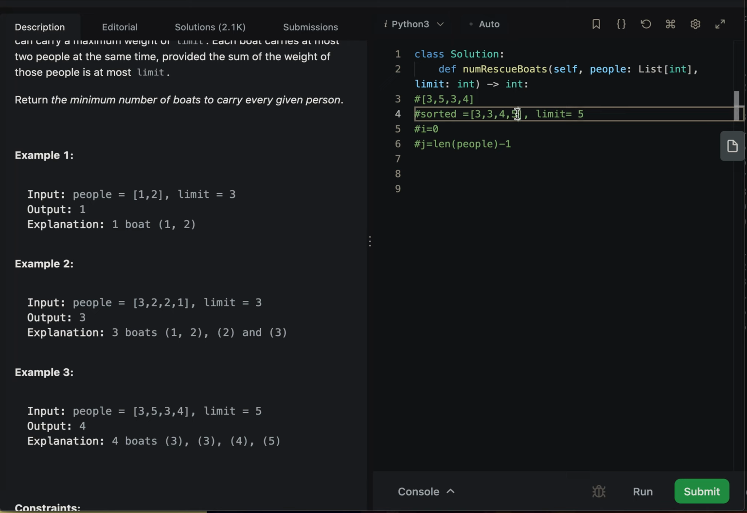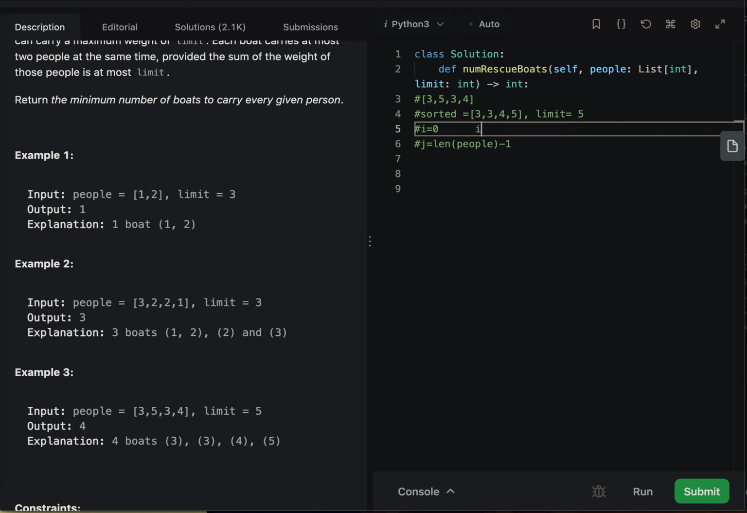Next I check people of i plus people of j. If the sum of those two is less than or equal to the limit of 5, I'm going to increment i and decrement j. That isn't the case here, but I'll just give you the intuition first: we increment i and decrement j as well, and keep doing this until i is less than or equal to j.